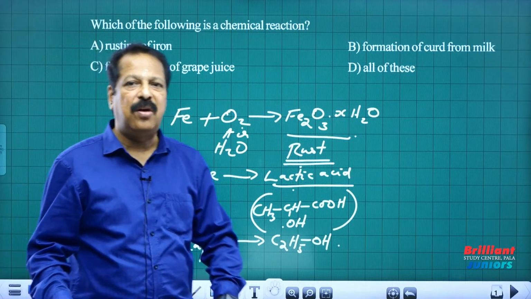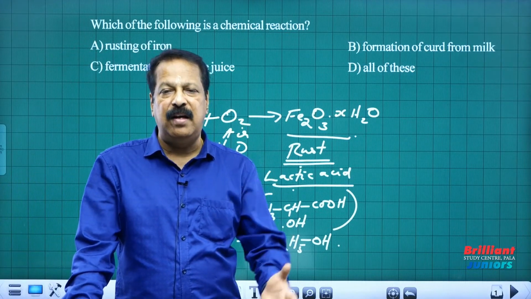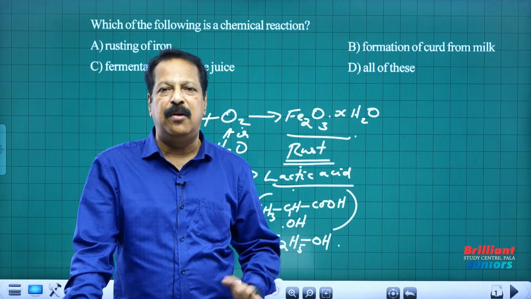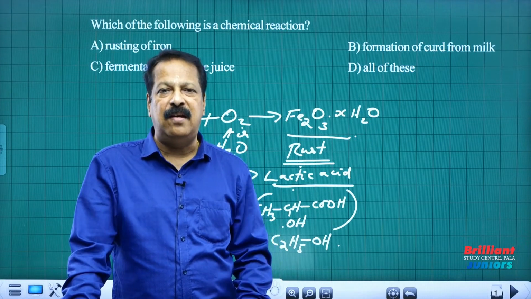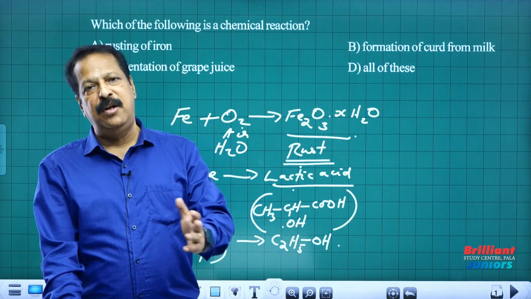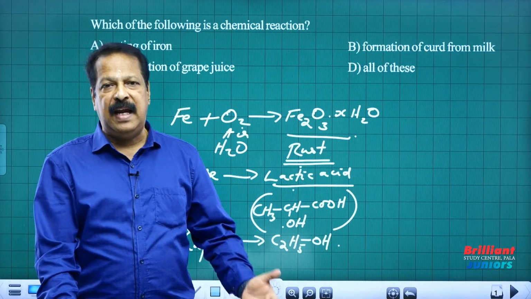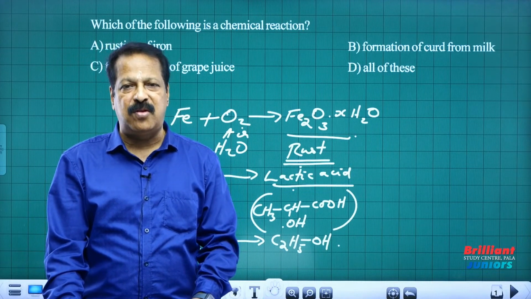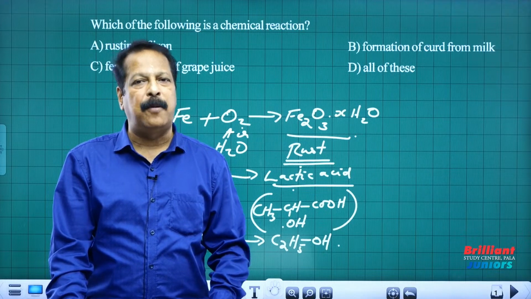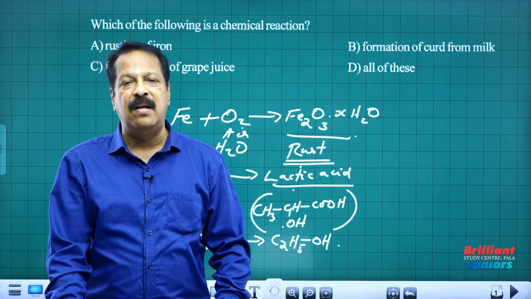So a chemical reaction is a process in which a material or a substance is converted into a new substance. The substance that is being converted is called a reactant and the new substance is called the product. The reactants and products are different in composition, different in physical and chemical properties. That's why we call it a chemical reaction.